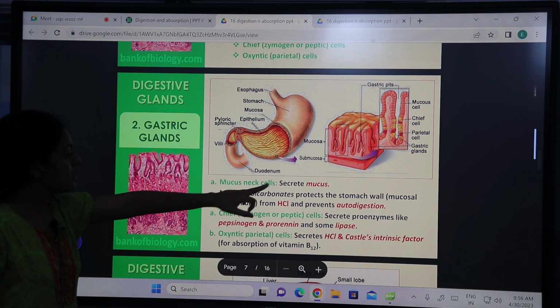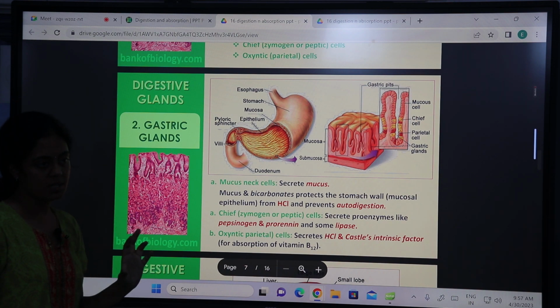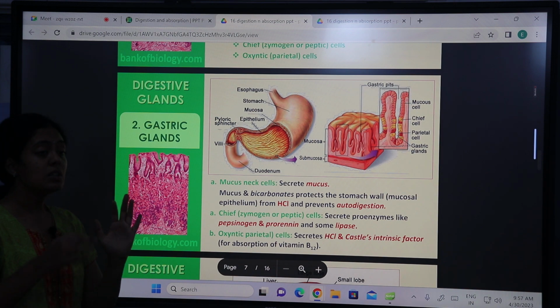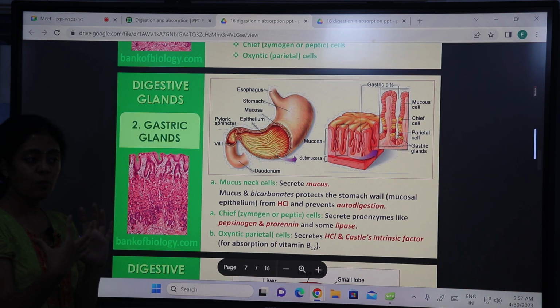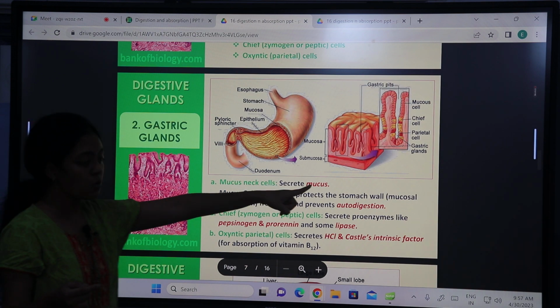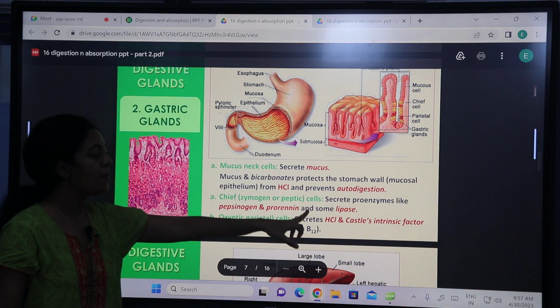So first you have the mucous neck cell. It's very simple. The name itself says it's going to produce what? Mucus. So what does this mucus consist of? It consists of bicarbonates. So this mucus is going to protect the wall of the stomach. Why? Because there is HCl present in your stomach. If I touch that HCl with my hand, my hands will burn. It is that strong. But the wall of the stomach has to be protected, so that's why you have this mucus.